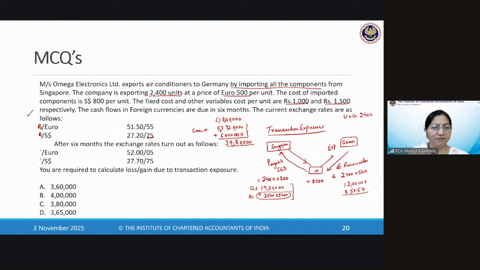The same calculation when you do after 6 months, there will be some difference. And if that difference is a positive, you stand to gain. If that difference is a negative, you will stand to lose. So next time you will have 12 lakh into 52. So your revenue would be 62,4.